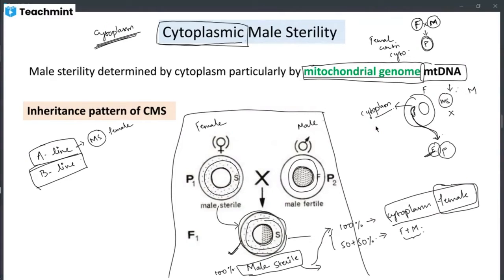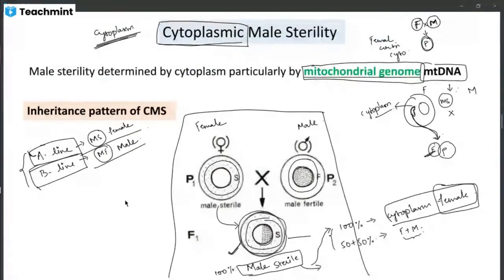And then, yes, B is your male fertile line. B will be your male fertile line. These A line as well as your B line are two different strains, and there is also a particular term which is common between these two.